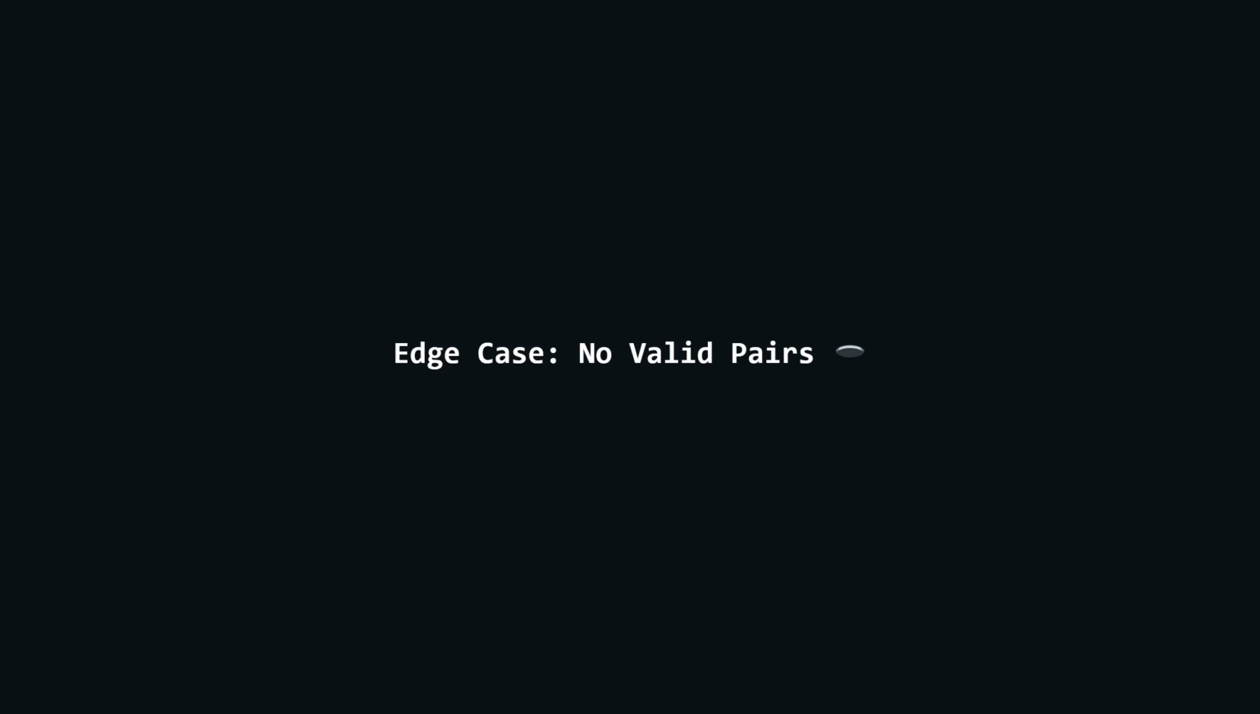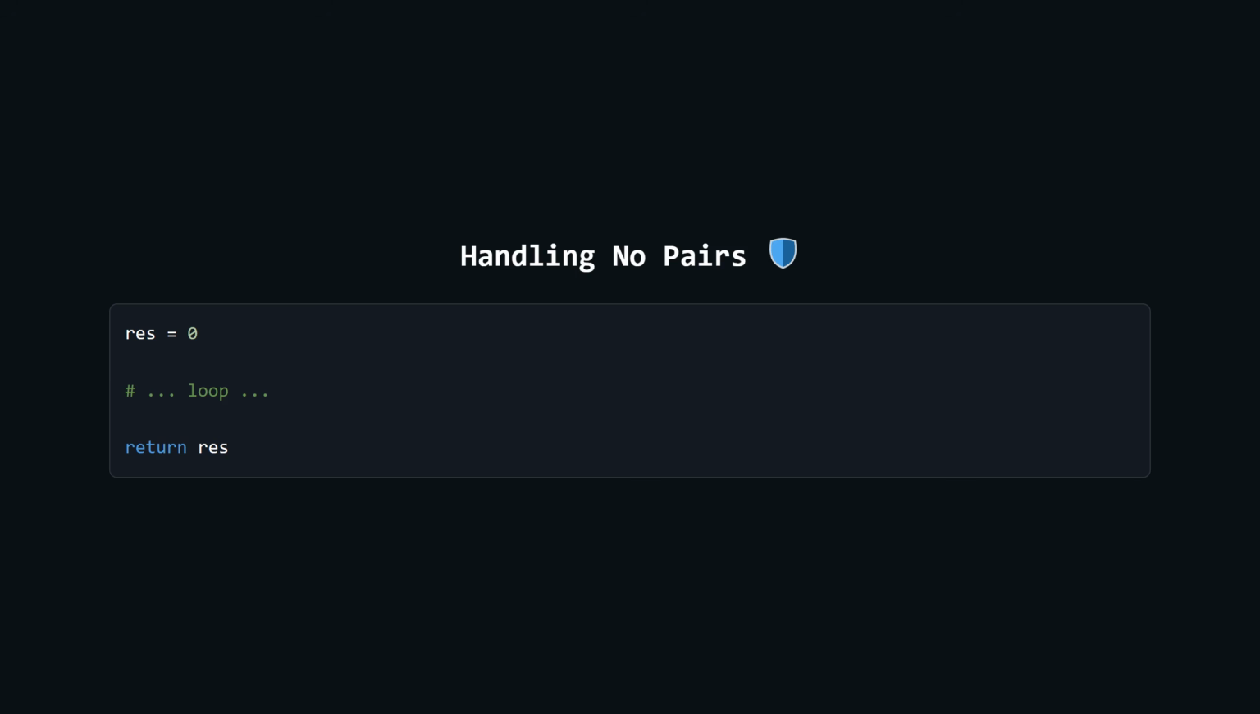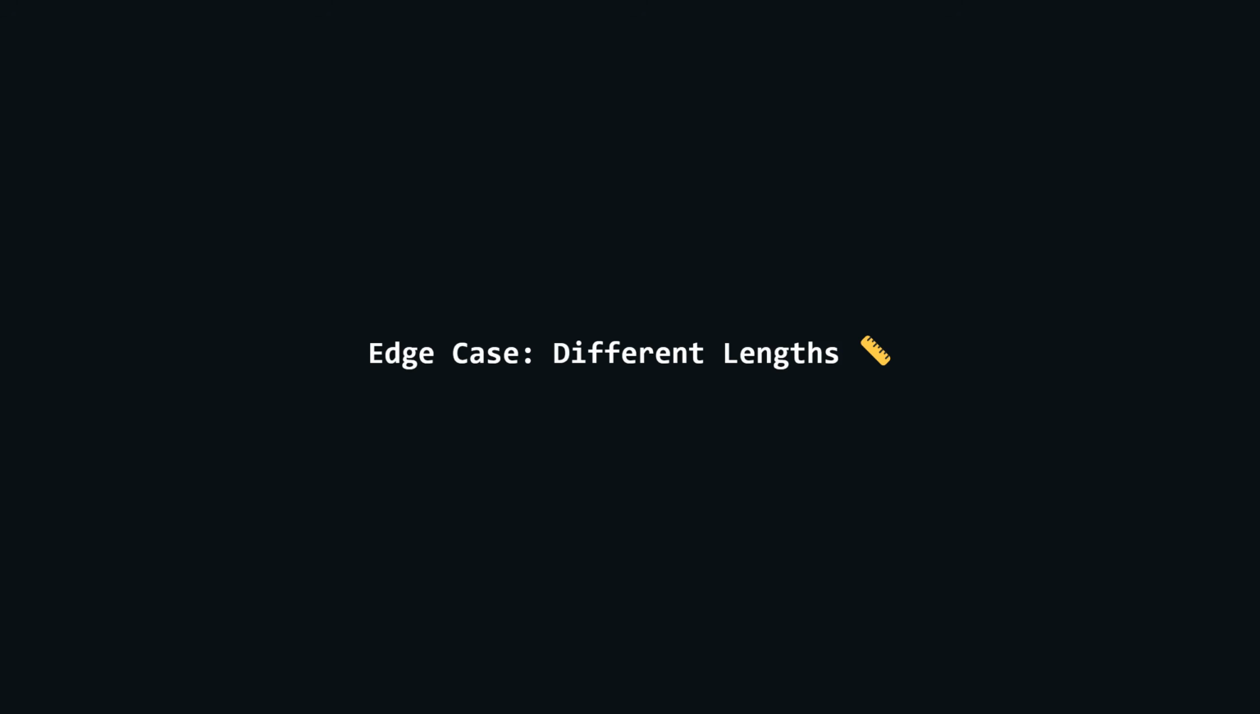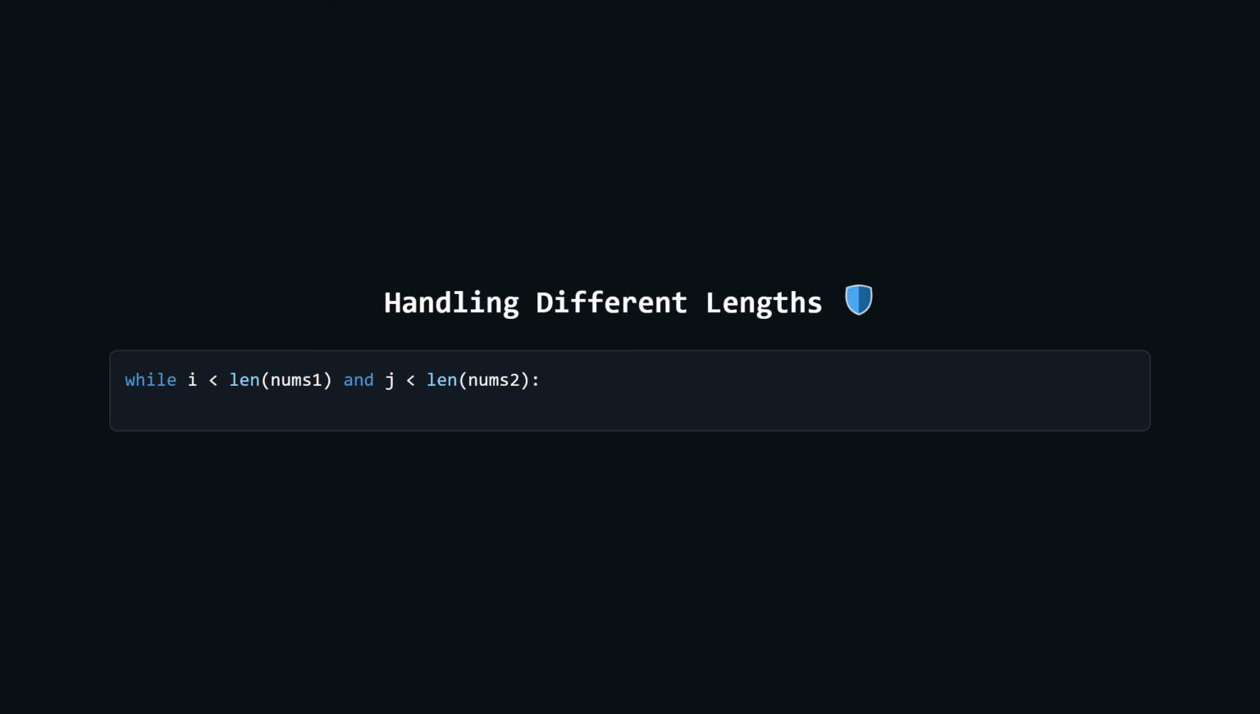What if the lists are arranged in a way where there are absolutely no valid pairs at all? Because we start our result variable at 0, if we never find a single valid pair inside the loop, the function will correctly return 0. What if one list is way longer than the other list? Our while loop checks the boundaries of both lists simultaneously. As soon as either pointer reaches the end of its list, the loop safely stops.